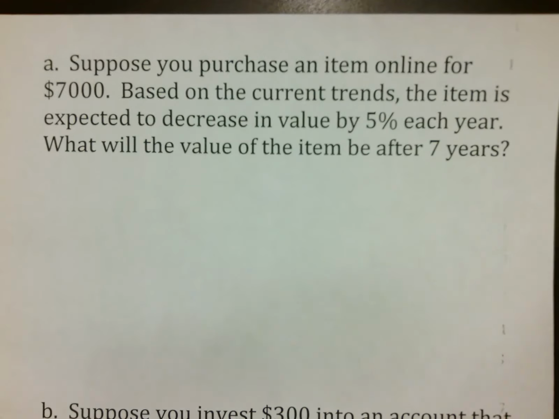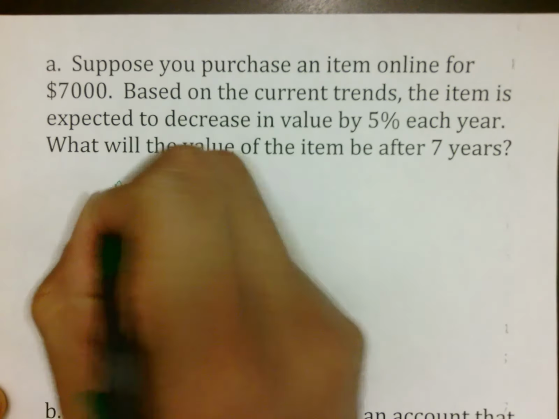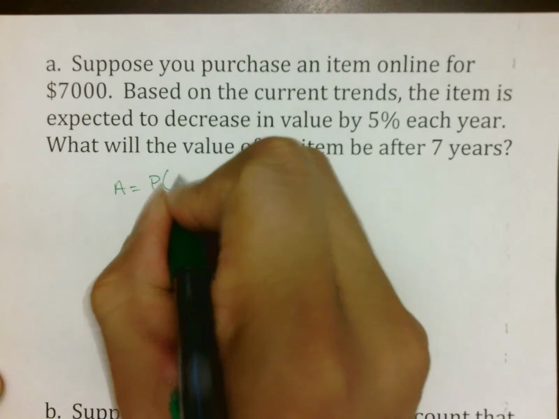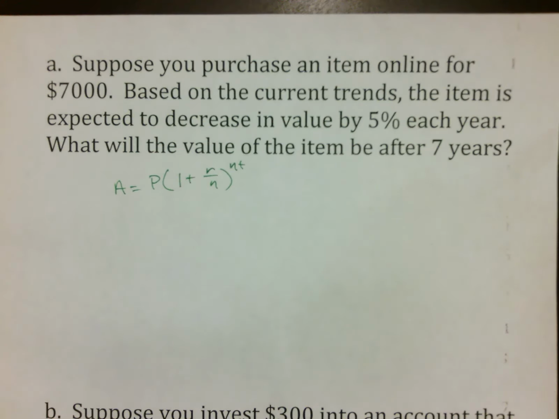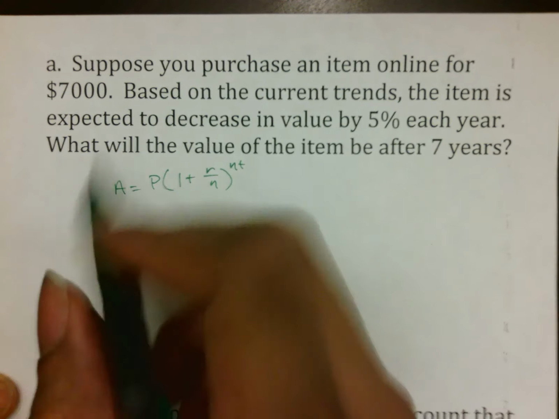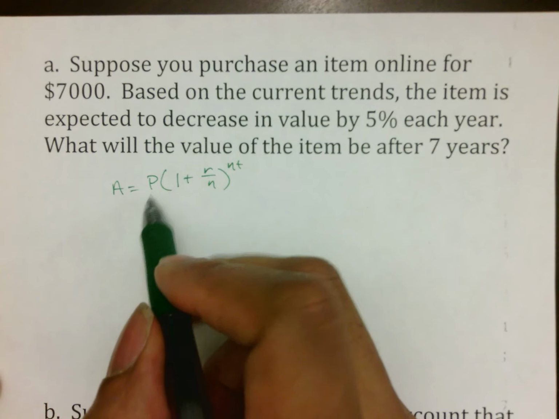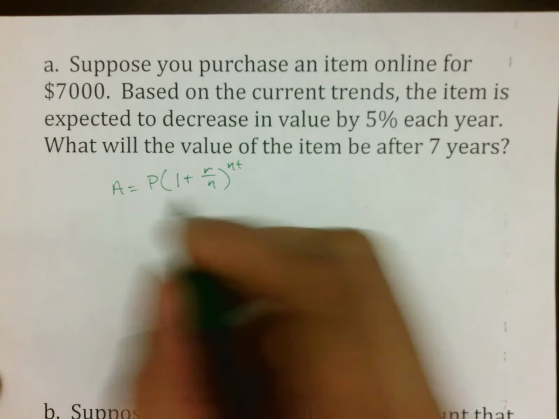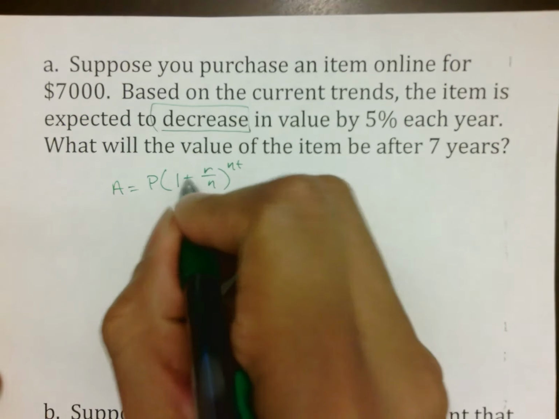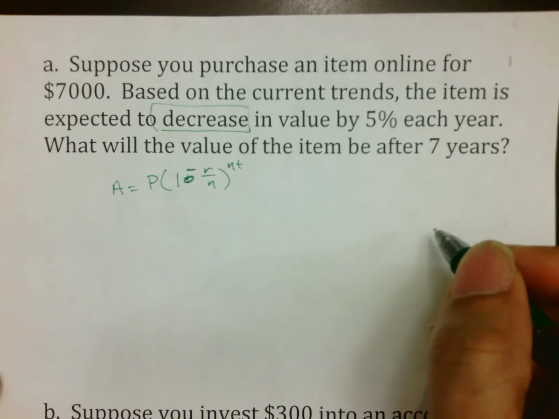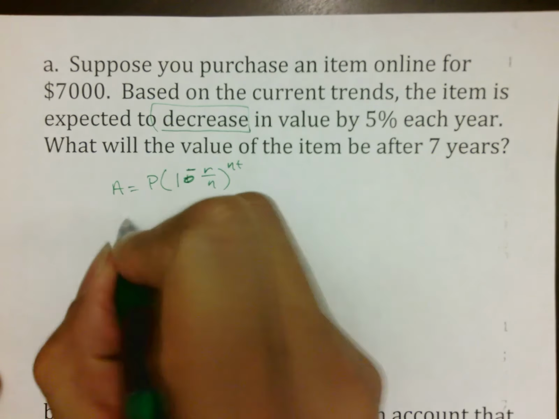First question says, suppose you buy an item online for $7,000. Based on the current trends, the item is expected to decrease in value by 5% each year. What will the value of the item be after 7 years? Again, first thing I want to do is write the formula. So A is equal to P, parentheses, 1 plus R over N to the NT. P in this case is your principal in terms of what you started with, and you are looking at 7,000. Actually, I think I messed up there because I put a plus and it says that the value is going to decrease, so it actually should be minus R over N to the NT. But again, P in this case is 7,000.